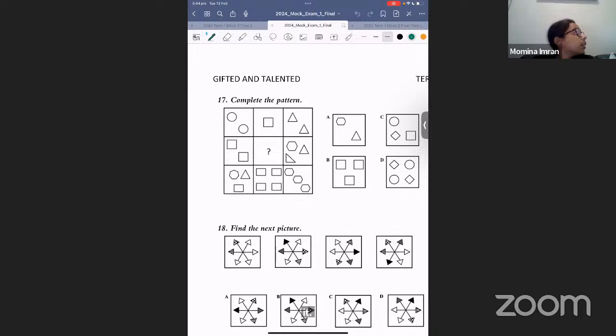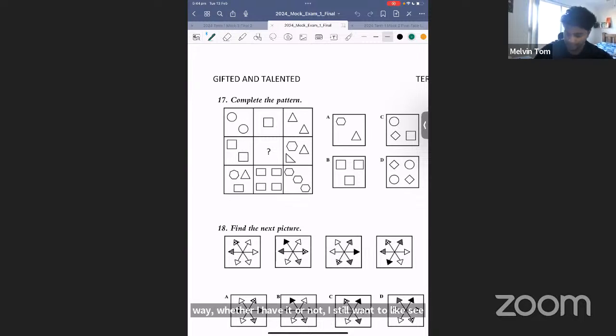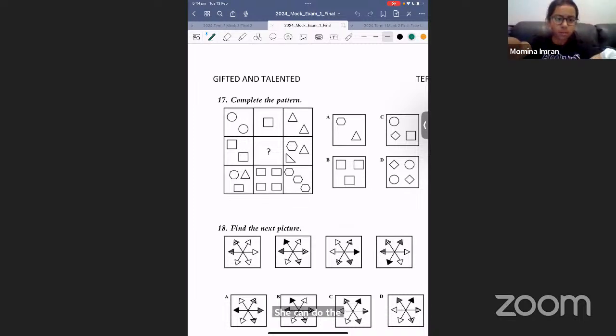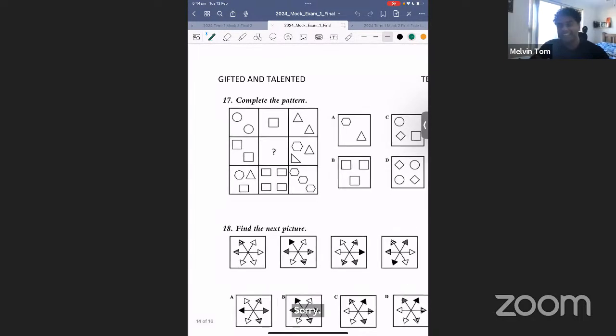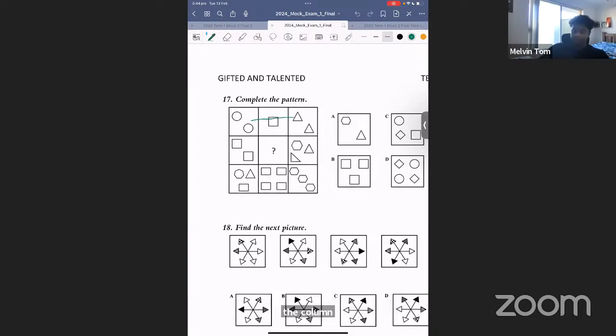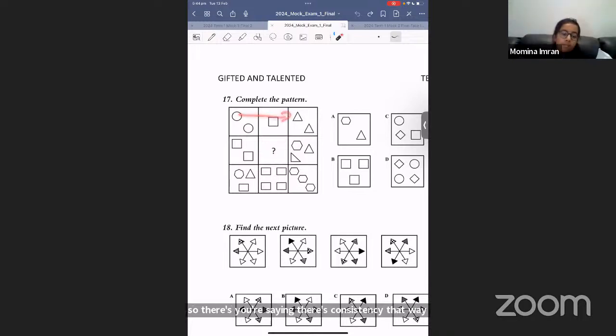Either way, whether I have it or not, I still want to see if we can try to crack the code, crack the question. The first thing is taking a look at this question. Is there a consistency in the shapes across the row? You could do the amount of sides. The amount of sides or corners is going down the column. Okay, so you're saying there's consistency that way? Maybe. Okay, let's give it a shot.